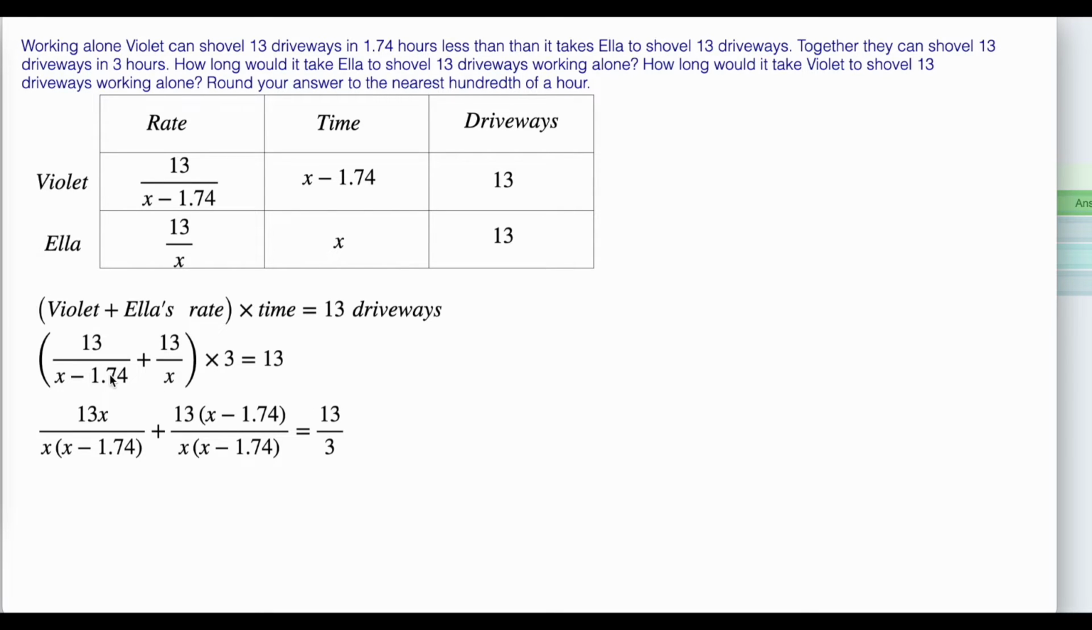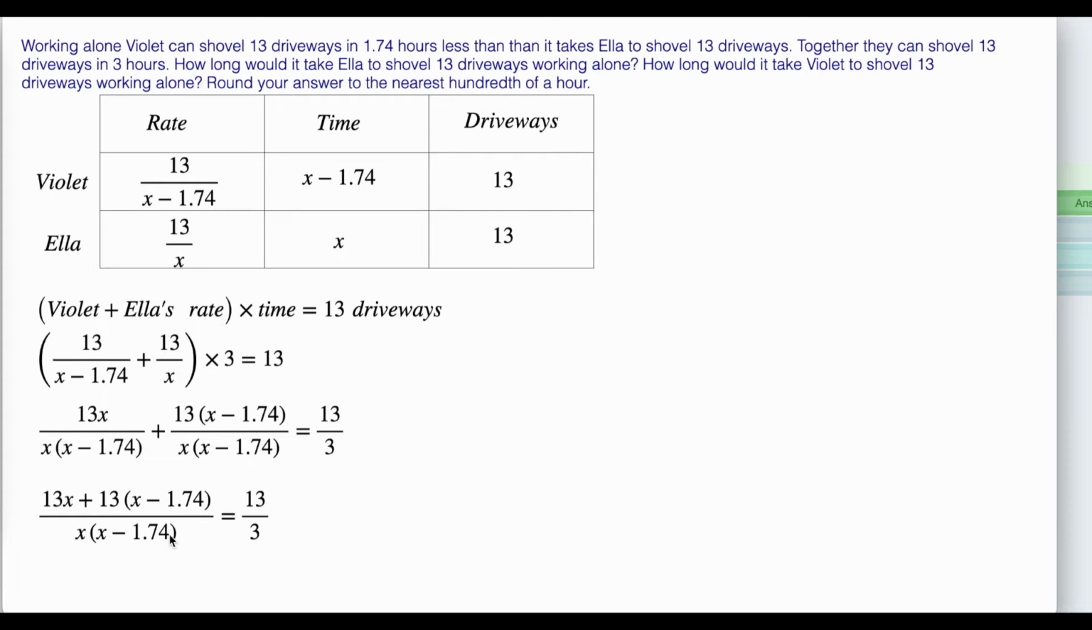I want to get a common denominator. The easiest way is just to multiply my two denominators together, X times X minus 1.74. If I multiplied the bottom here by X, I have to multiply the top by X to keep the fraction equivalent to what it was before. Over here we had an X, we multiplied the bottom by X minus 1.74 in brackets, and we multiply the top, the 13 gets multiplied by the X minus 1.74. Then we can add these two fractions together. That gives us 13X plus 13 times open bracket X minus 1.74, close bracket, all over X times X minus 1.74 in brackets.